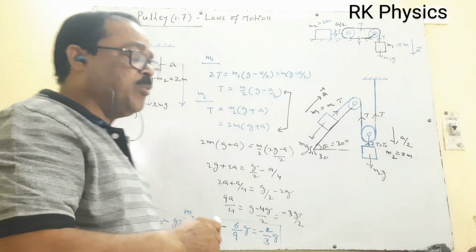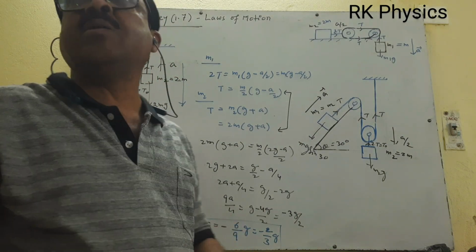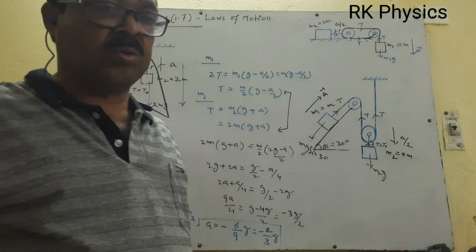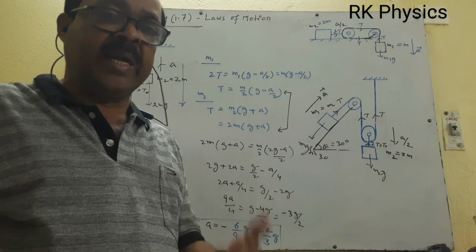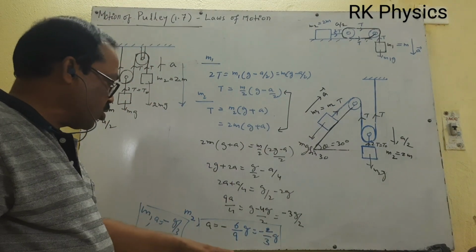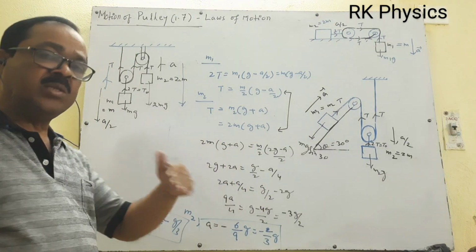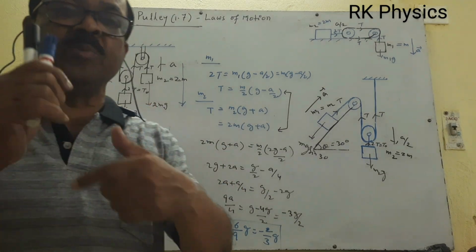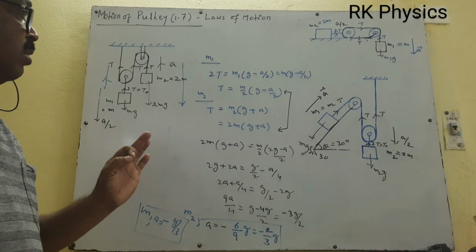So therefore in the beginning, which one is moving down and which one is moving up we do not know. Therefore you take a convention, any one along up, the other one along down, you solve it, and after solving, if the answer is minus, then your direction should be reversed. Okay, that's all.